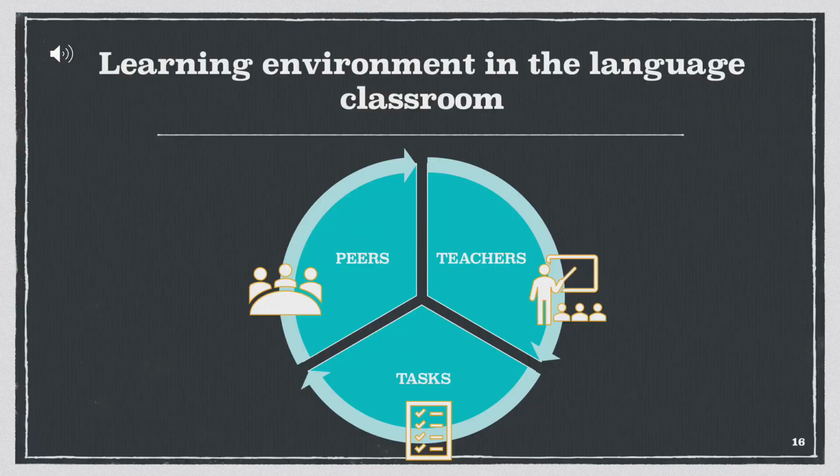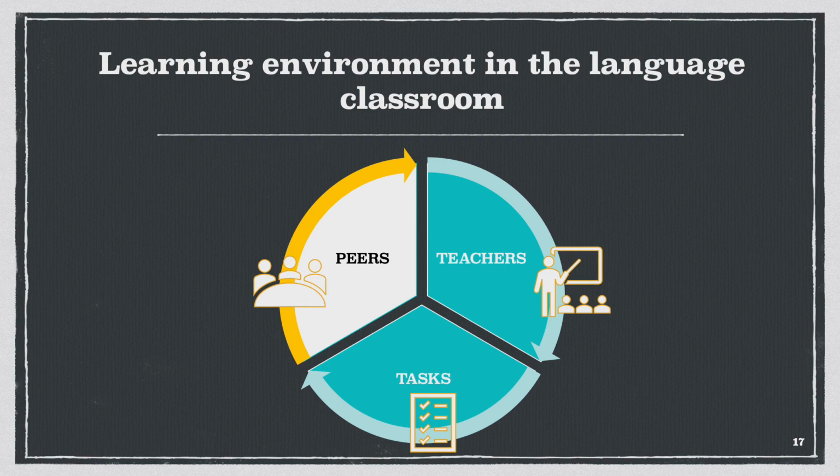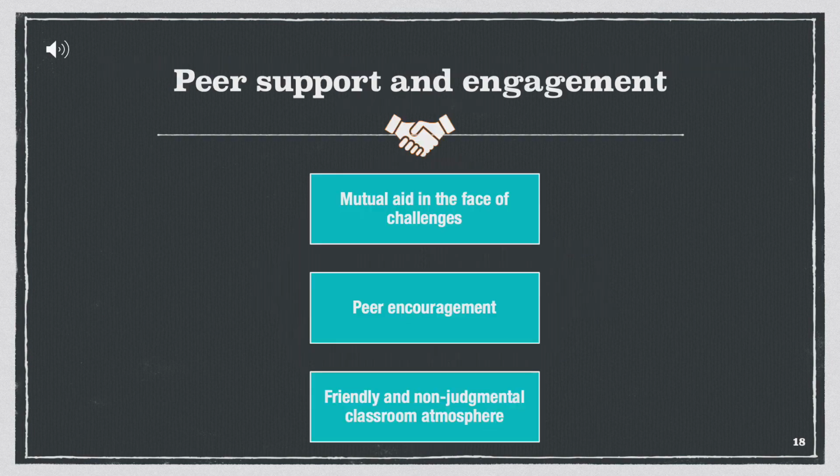So the findings of the study have shown that 3 main elements of the learning environment had an influence on students' engagement in the foreign language classroom: peers, teachers, and the tasks. So let's start with peers. In particular, we found that mutual aid in the face of challenges, peer encouragement, and a friendly and non-judgmental classroom atmosphere played a key role on students' engagement in the classroom.